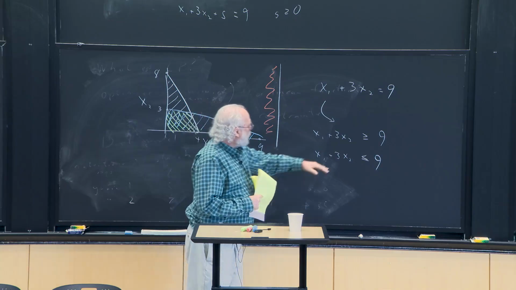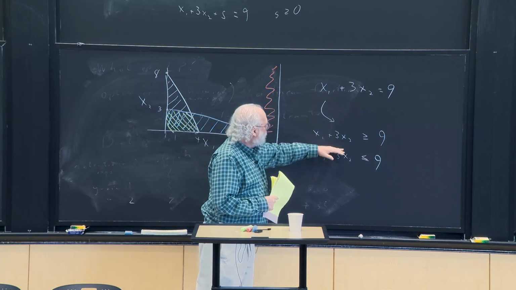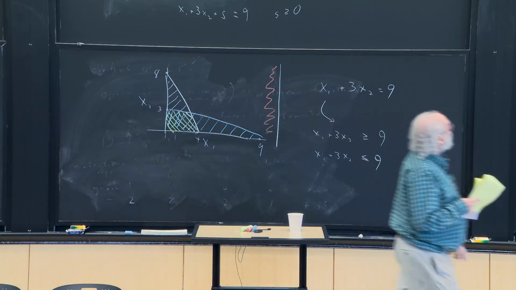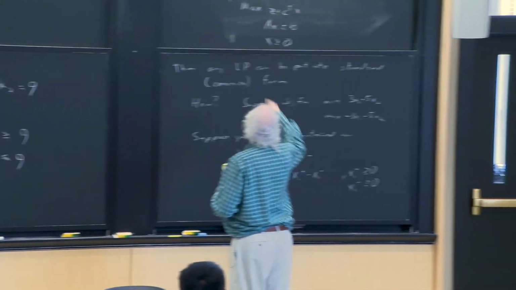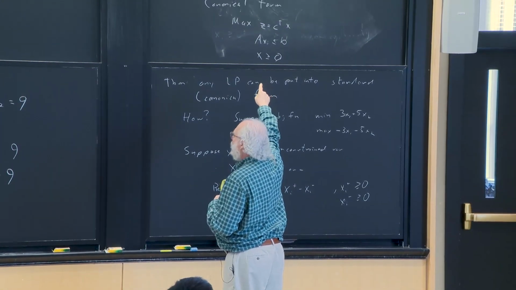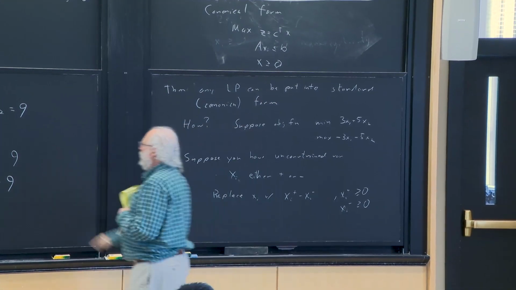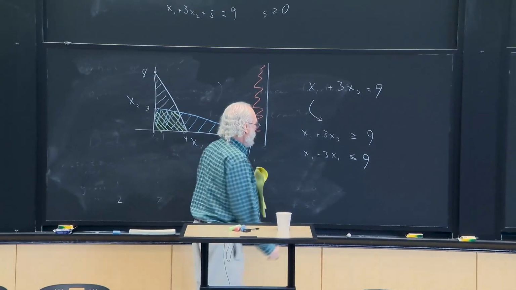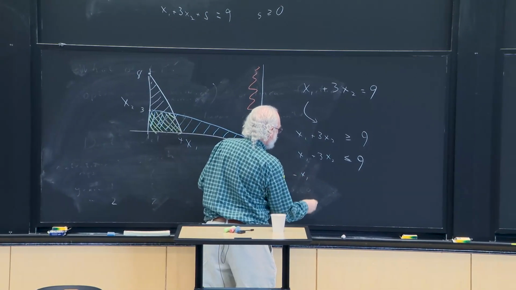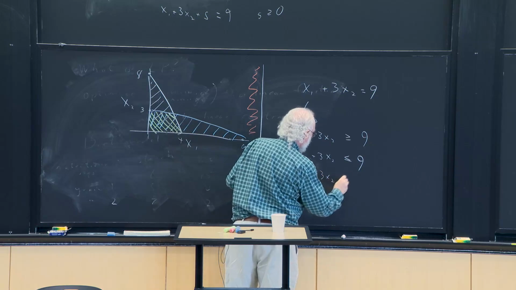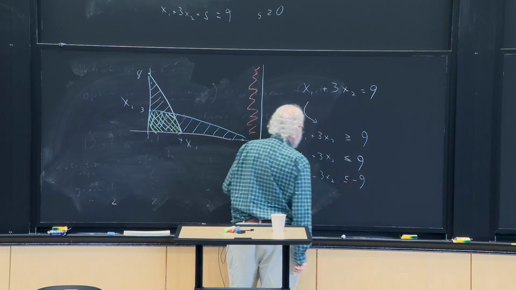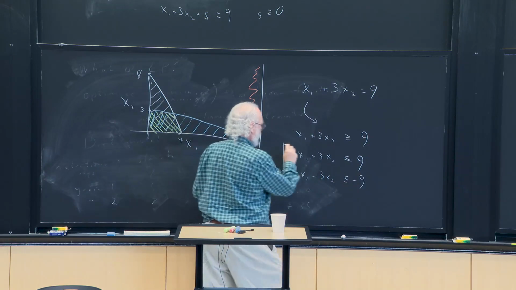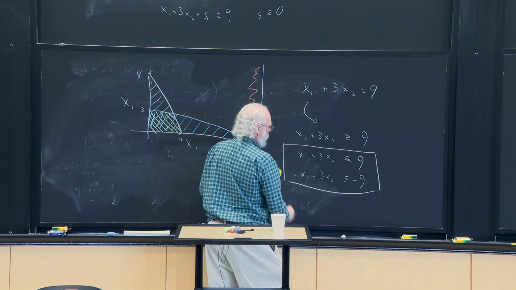So anything that satisfies this satisfies that. And now if you want to put your thing in canonical form, you need to get rid of all the greater than or equal to signs. But that's easy. Then you just say minus x1 minus 3x2 is less than or equal to minus 9. And this is canonical form.